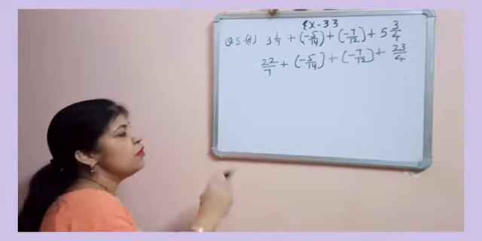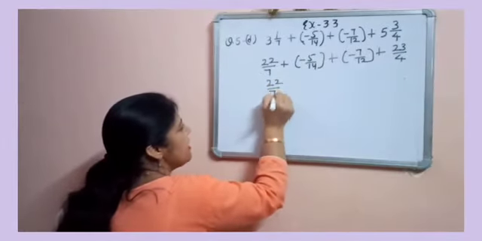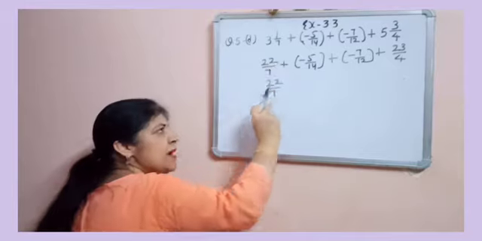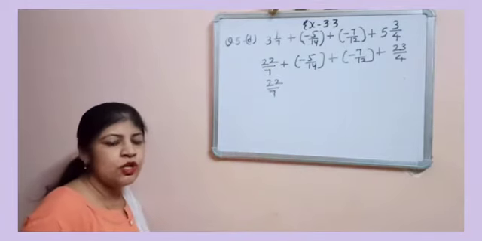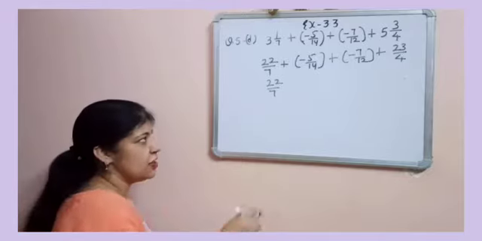Now in the next step, we will open the brackets. Now 22 by 7, and here is a plus sign outside the bracket, so the sign inside the bracket will remain as such.